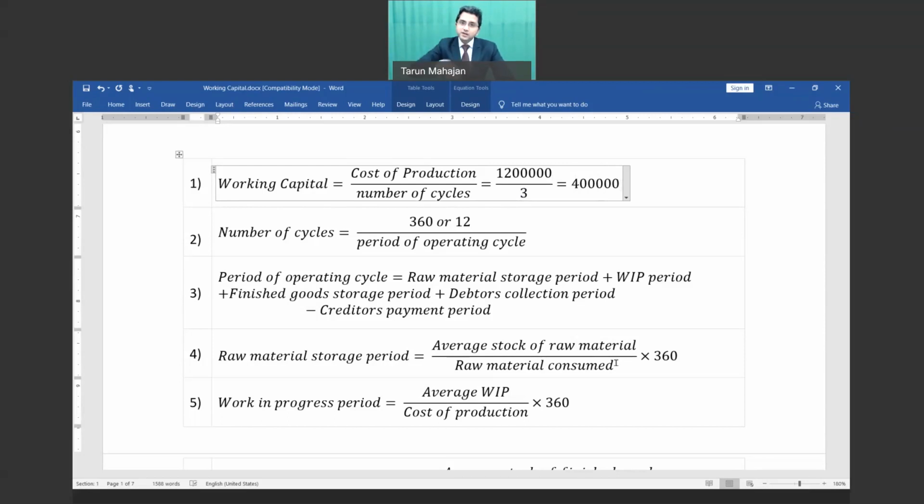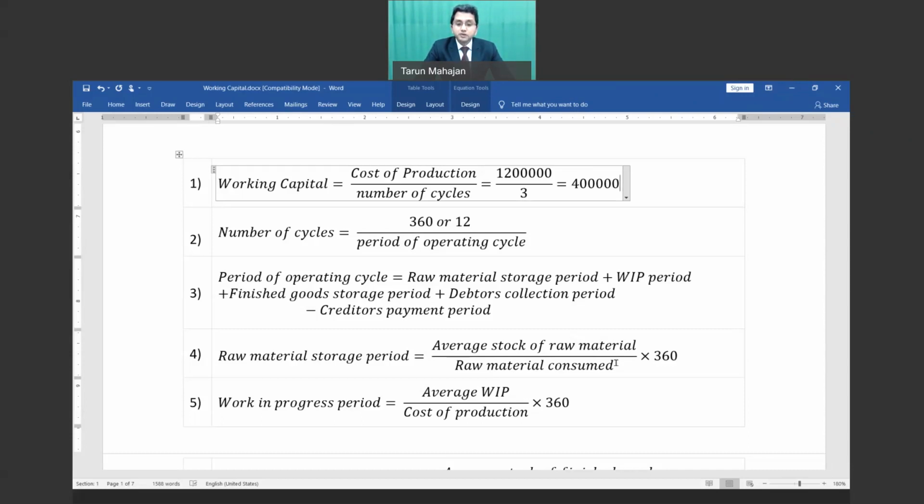You rotate cash 3 times in a year and your annual production is 12 lakh. So for each rotation, kind of 4 lakh production is there. One cycle, 4 lakh production, second cycle, 4 lakh production, third cycle, 4 lakh production. For 12 lakh rupees of production and for 3 cycles in a year, working capital blocked at any point in time throughout the year is 4 lakh rupees.